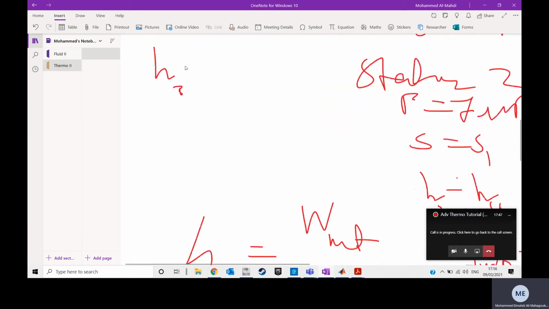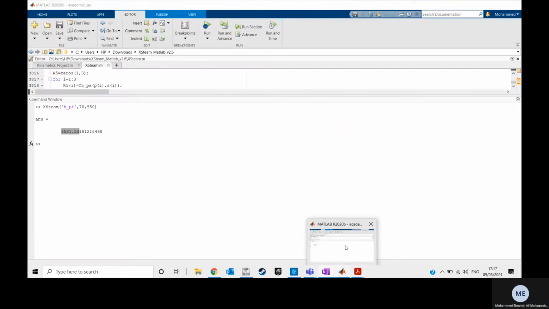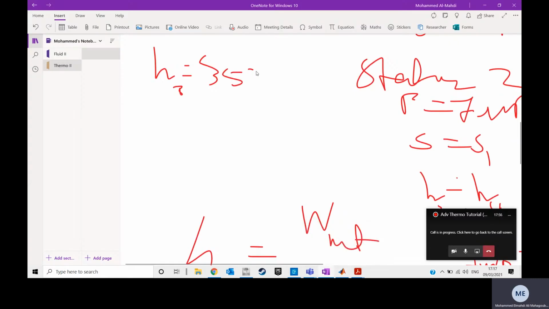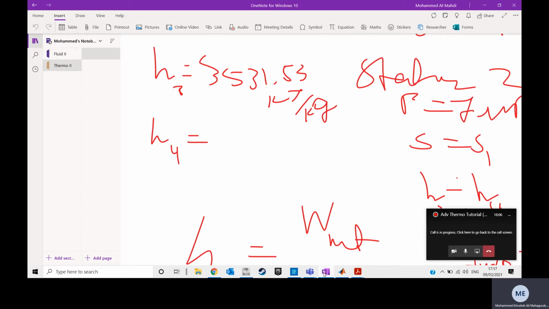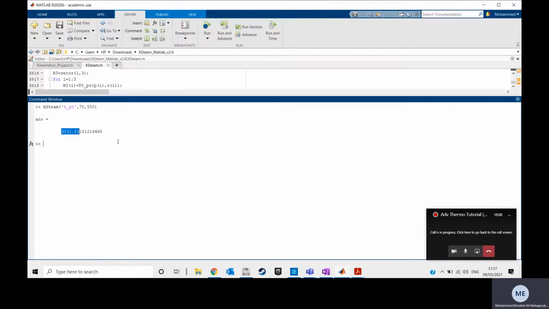So H3, I know it. It is 3531.53, of course kilojoules per kilogram. Always write the units, don't forget to write the units. So what is H4? How can I get H4? Simply, for H4 we have only the pressure, which is the condenser pressure.